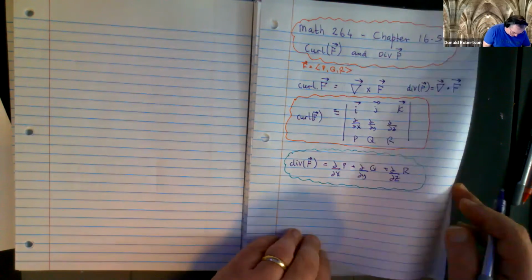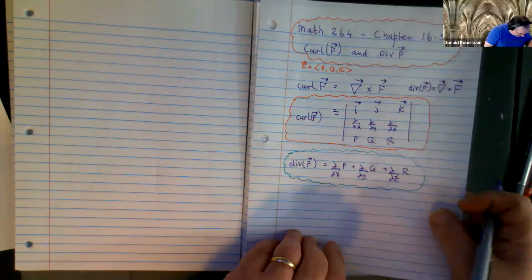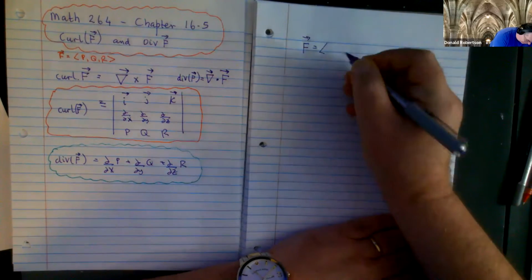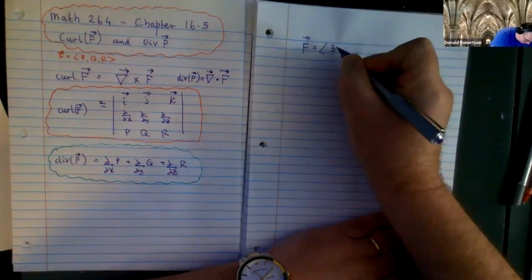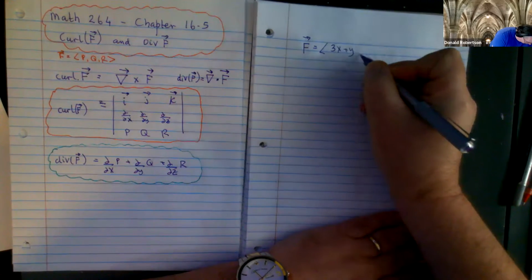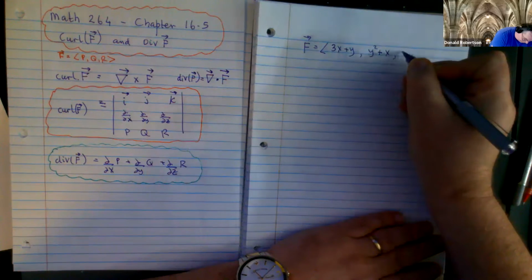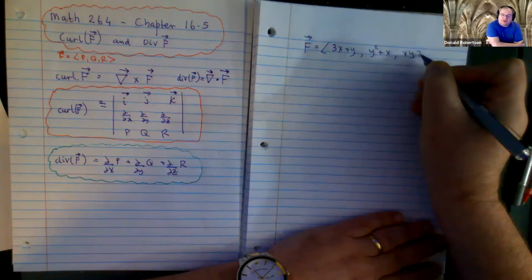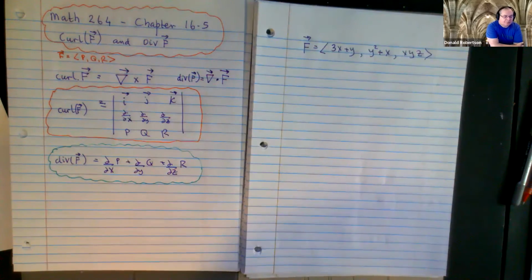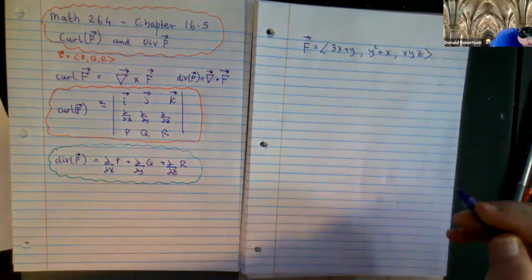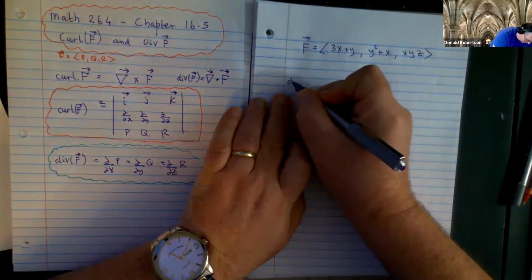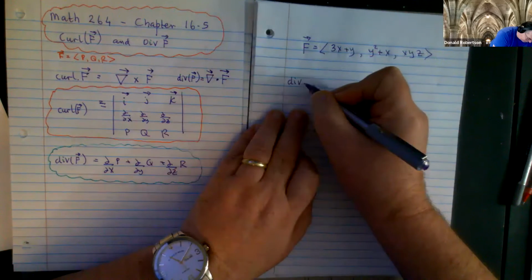So let me show you an example of that. Let's take a nice vector field, F = (3x + y squared + x, xyz). Nothing particularly interesting about it. It's a vector field.